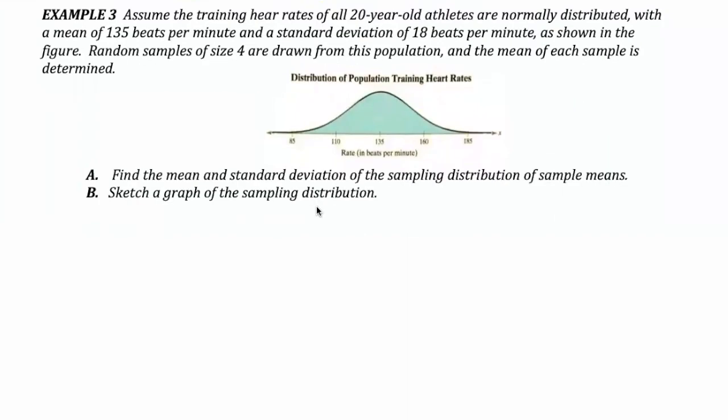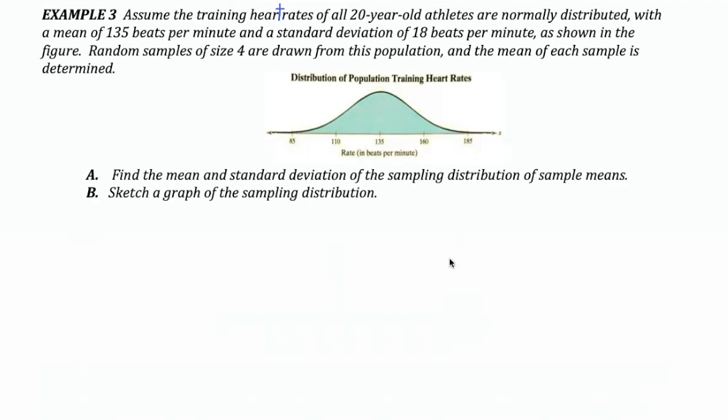Here's another example. Assume the training heart rates of all 20-year-old athletes are normally distributed with a mean of 135 beats per minute and a standard deviation of 18 beats per minute, as shown. Random samples of size 4 are drawn from this population, and the mean of each sample is determined. Find the mean and standard deviation of the sampling distribution of sample means.